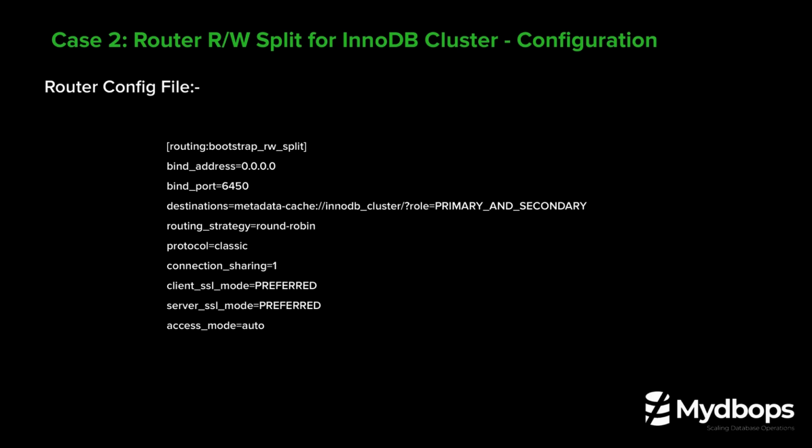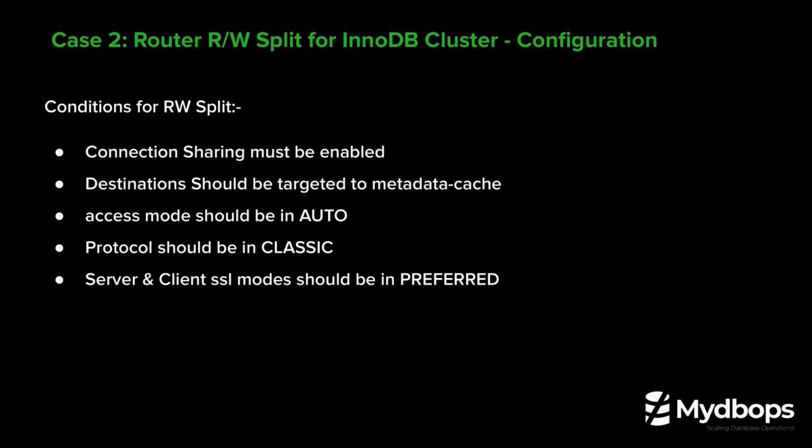So it is useful for applications wherever we have both read and write in the same application itself. It uses a default port of 6450, and destinations will be taken from the metadata cache of a cluster set, but it includes both primary and secondary, and it uses a routing strategy of round robin fashion. And there are a few conditions for a read write split.